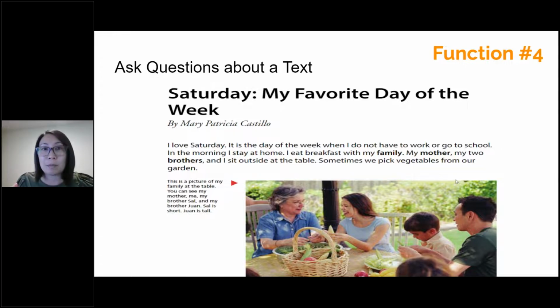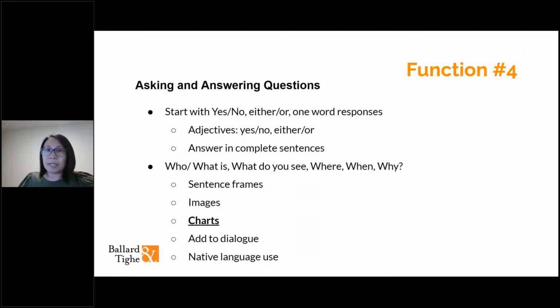They picked some vegetables from the garden, right? So basically you are talking about the comprehension of this, asking and answering questions about a text. Always you can do dialogue. So let's go to the next section where you'll see here, you can do it with charts.